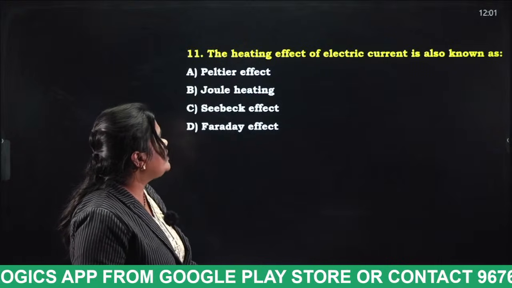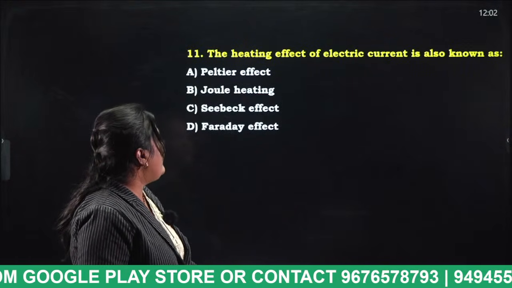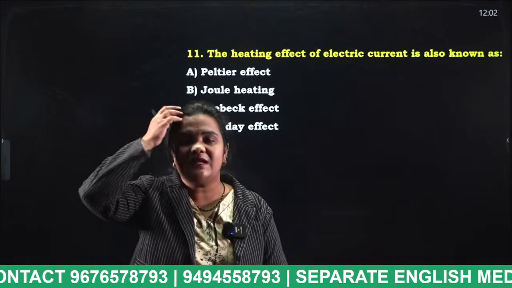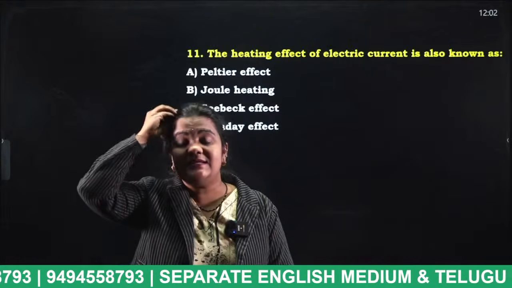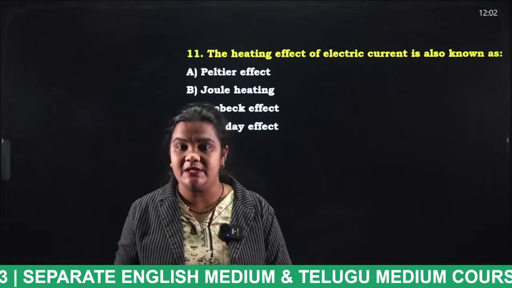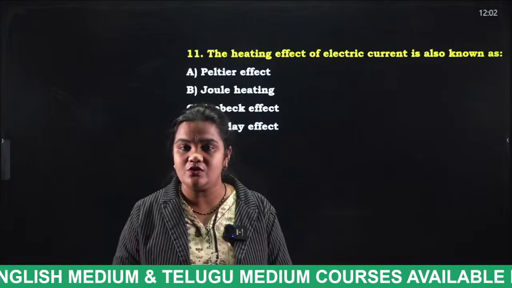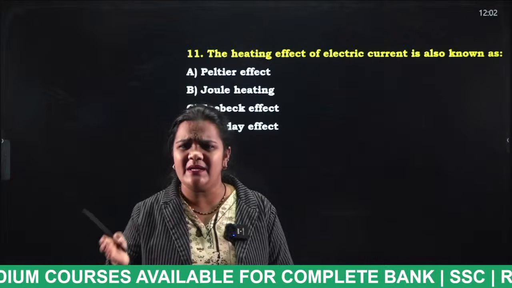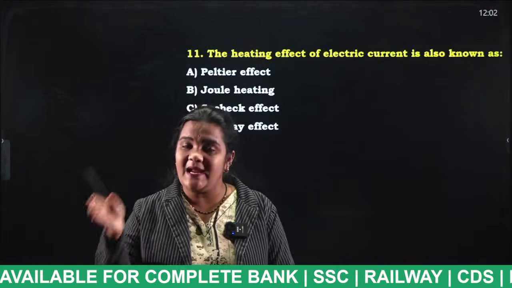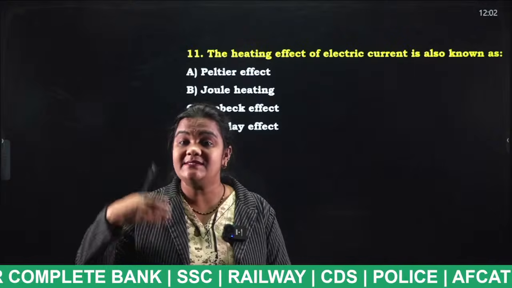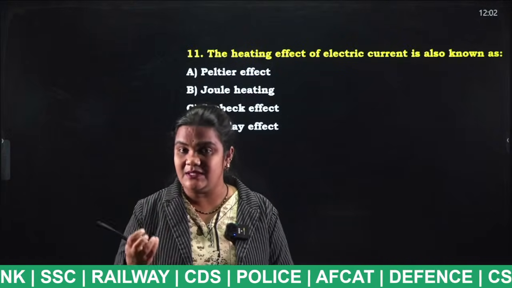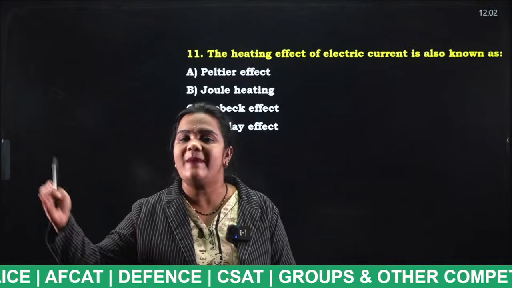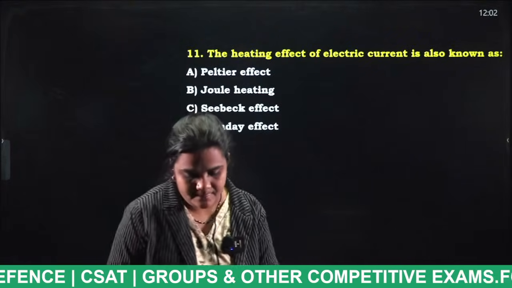The heating effect of electric current is also known as Peltier effect, Joule heating, Seebeck effect, Faraday effect. Heating effect is nothing but when electric energy is converted into heat energy. I have even explained you with examples also. Examples: toasters, fuse. So what is happening in the fuse, students? When the voltage is high, the material gets melted and the circuit will break, so that there is no passage of current. Joule heating.